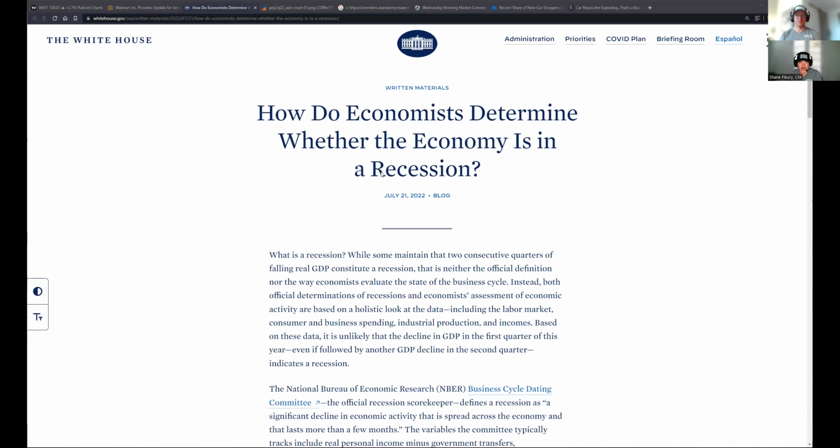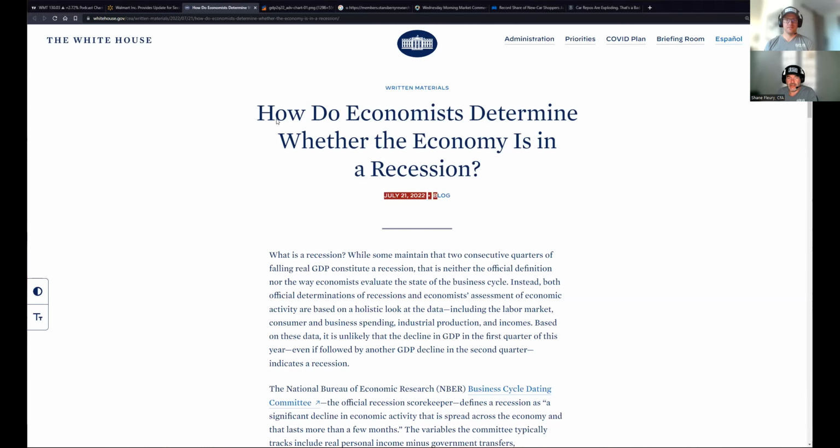So back to the website side of things. This is interesting. This was on July 21st from the White House, whitehouse.gov: What is a recession? And this is ahead of the GDP print that we got this morning, showing that GDP was down for the second consecutive quarter. So a few days ago, the White House started preparing us for the fact that it was going to be worse.